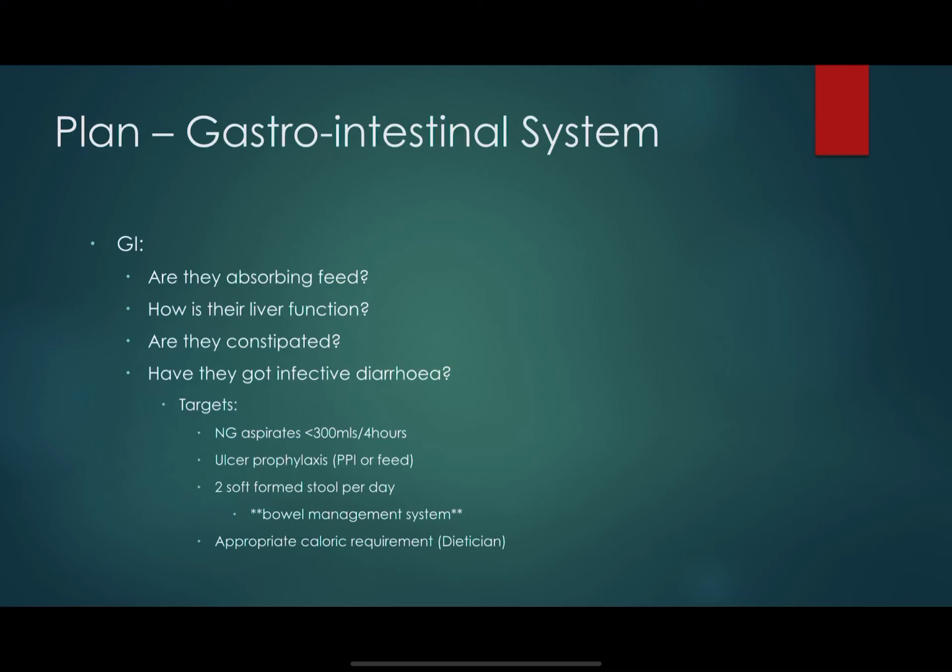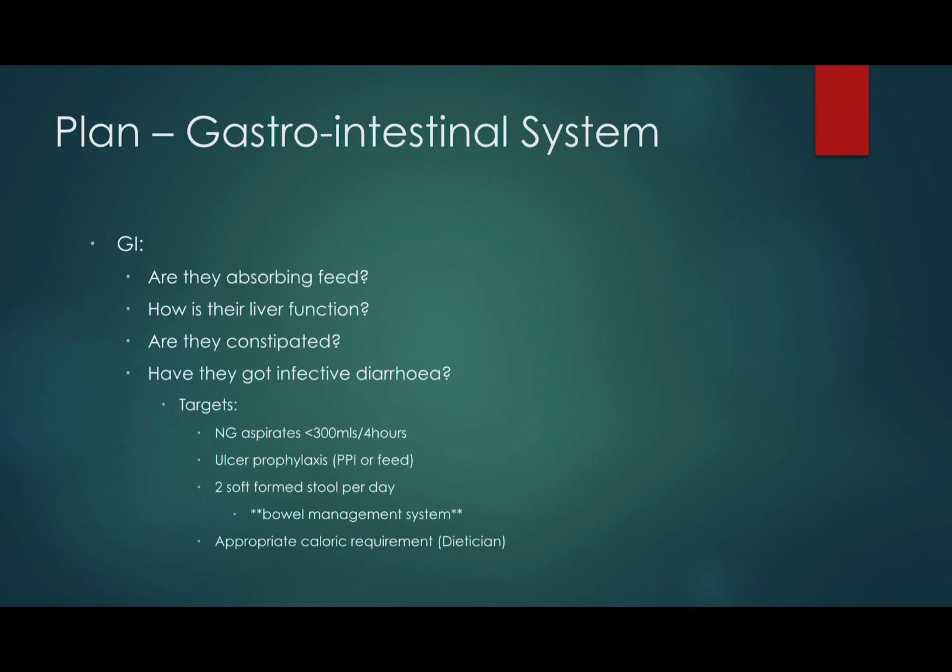In terms of the gastrointestinal tract, ask yourself, are they absorbing feed? What's their liver function like? Are they constipated? Do they need more laxatives or do they need less laxatives? And always think about infective diarrhea. Patients with multiple antibiotics are always at high risk of developing infectious diarrhea. In terms of targets, you generally want to aim for NG aspirates of less than 300 ml every 4 hours, and if they are getting more than that, think about giving prokinetics.